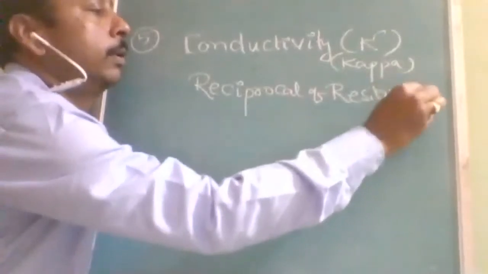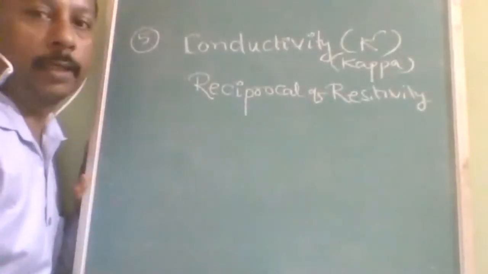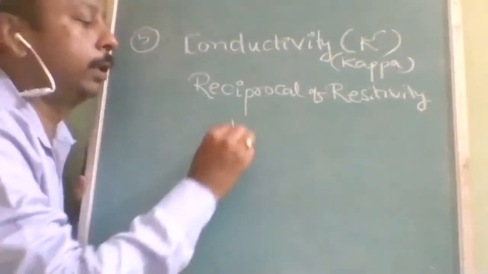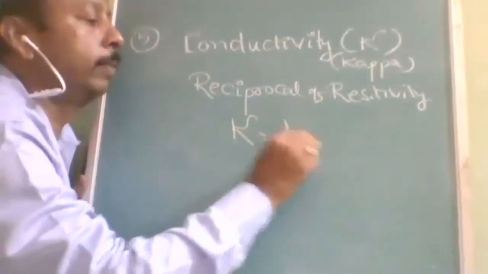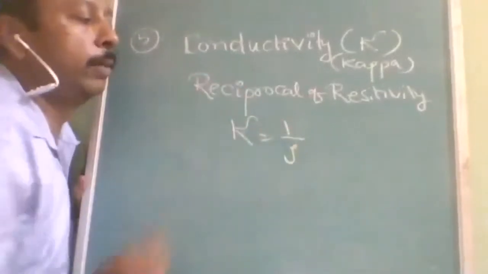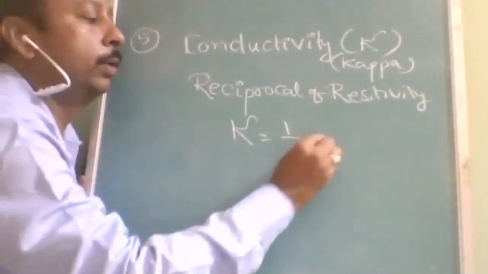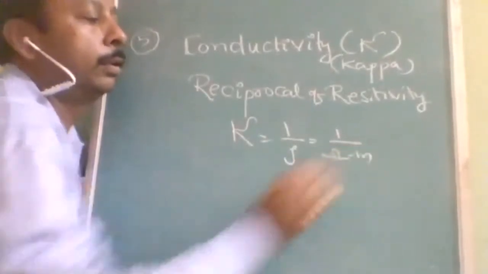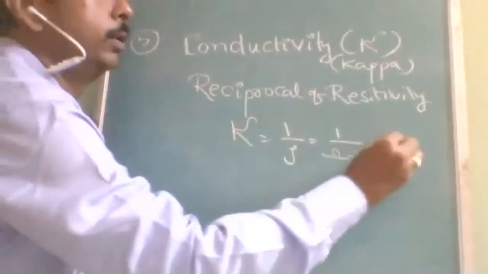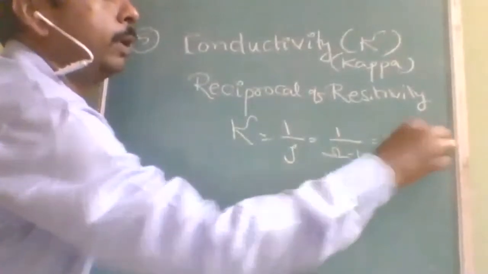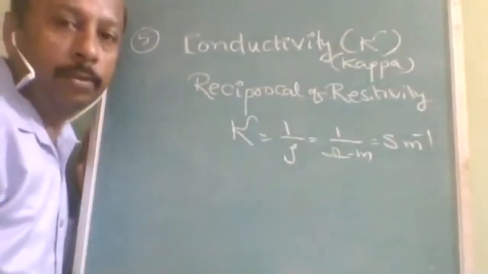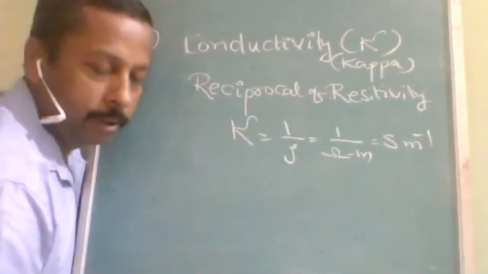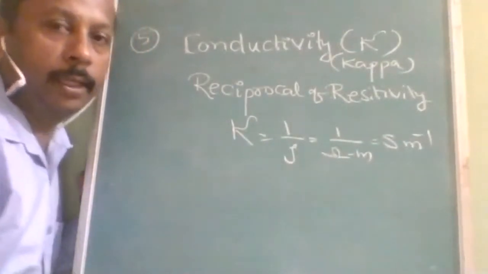Reciprocal of resistivity is called conductivity. That means K is equal to 1 by resistivity, 1 by rho. Resistivity is in ohm meter, so the unit of conductivity is going to be Siemens per meter, Siemens meter inverse. Is it understood, students? This is about conductivity.